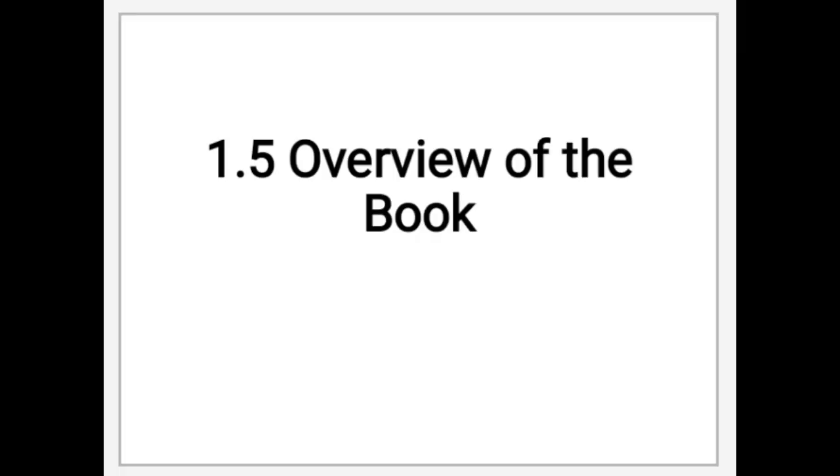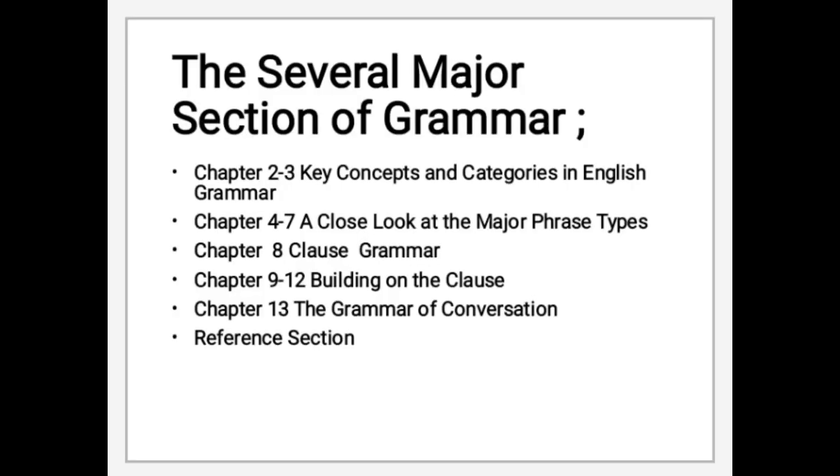We have the overview of the book. The overview of the book has several major sections of grammar. Chapter 2 to 3, the key concepts and categories in English grammar. Chapter 4 to 7, a close look at the major phrase types. Chapter 8, clause grammar. Chapter 9 to 12, building on the clauses. Chapter 13, the grammar of conversation. And lastly, the reference section.